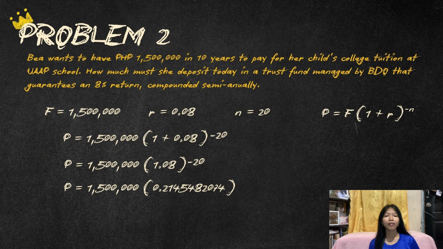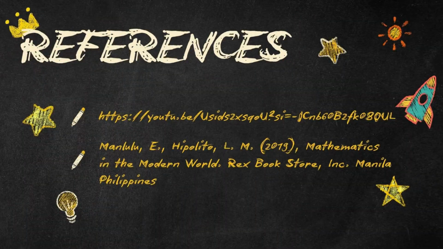0.2145482074, and then multiply it by the future value, which is 1,500,000. That gives us the answer for our present value, which is P equals 321,822.31. That's all for today's lesson.